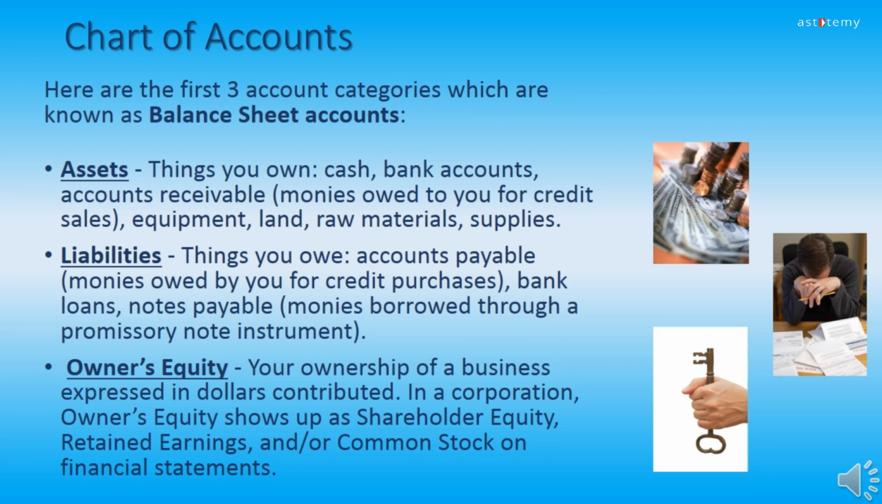The final category is owner's equity. This is your ownership of a business expressed in dollars contributed. In a corporation, owner's equity shows up as shareholder equity, retained earnings, or common stock on financial statements. For sole proprietors, you will see their name with a dash and capital outside their name, and that will show that it is a sole proprietorship that you are working with.